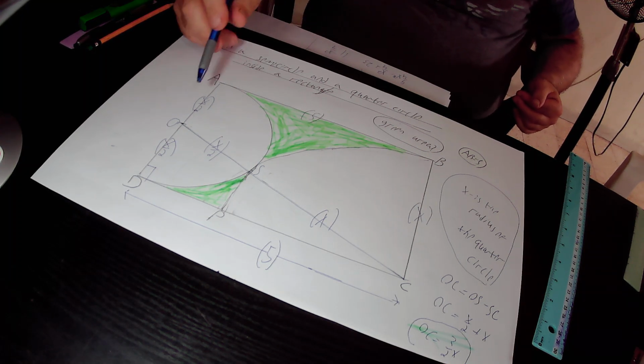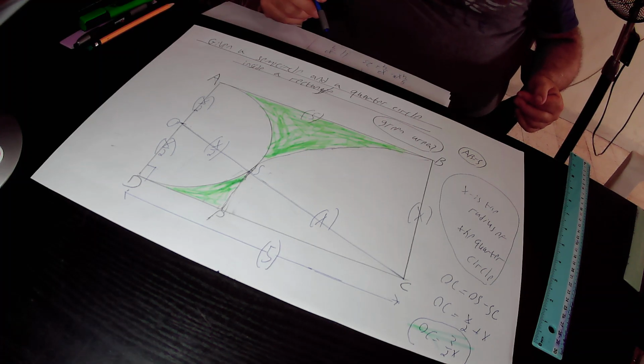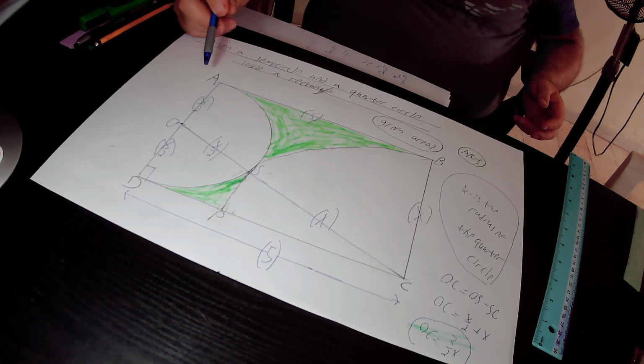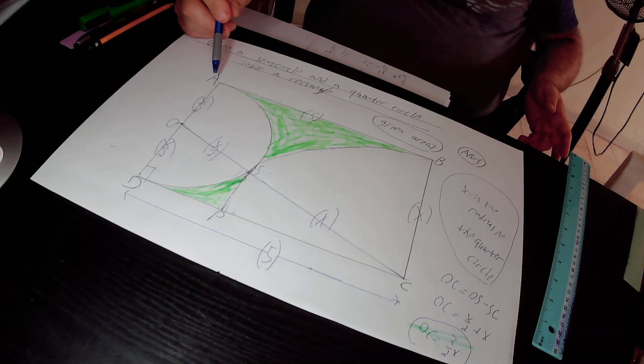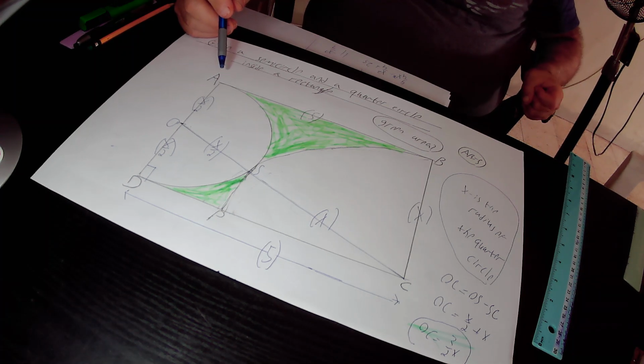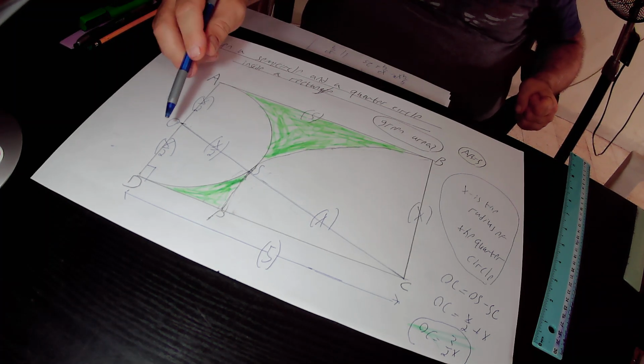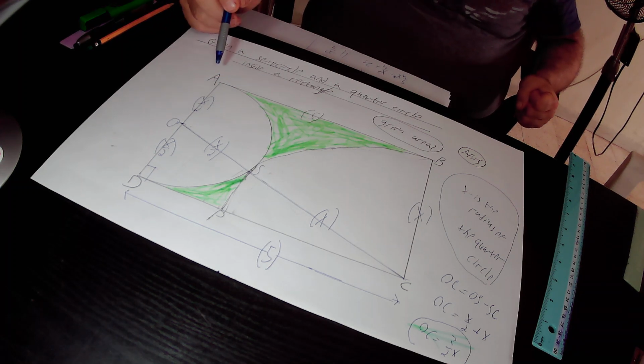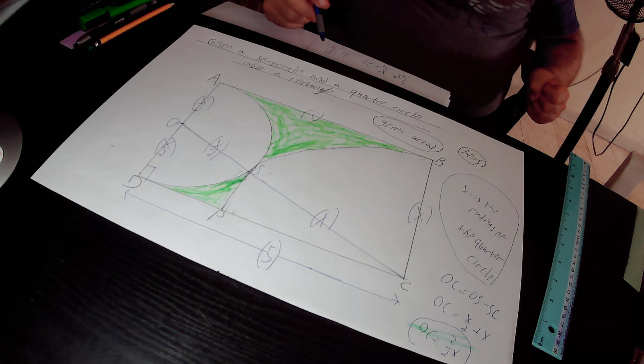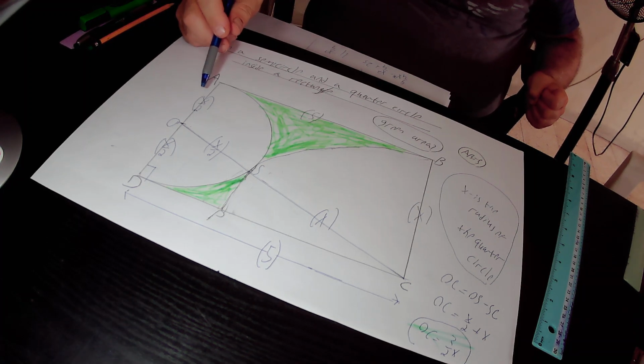This is equal to x over 2 units in its length, because if the diameter of the semicircle AD is x, then the radius must be equal to x over 2. Okay, so the radius of this semicircle is x over 2.